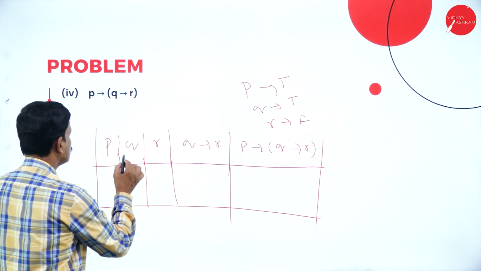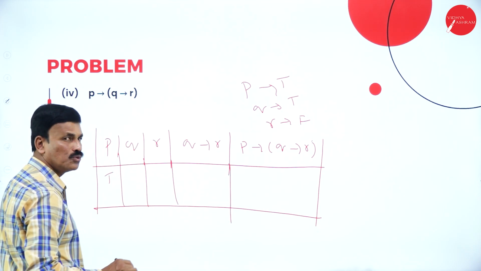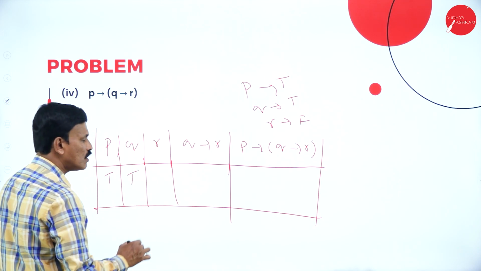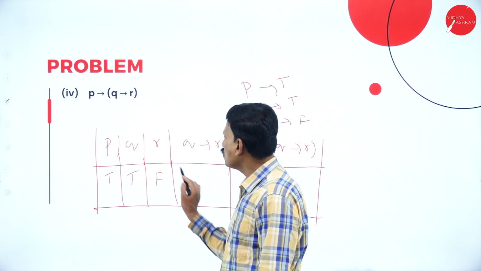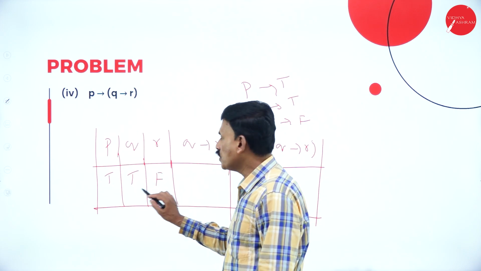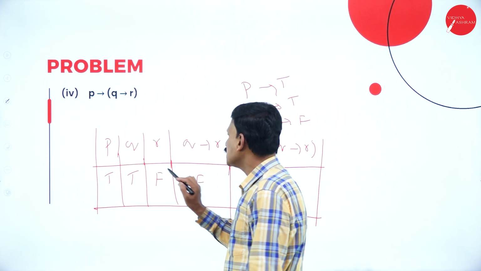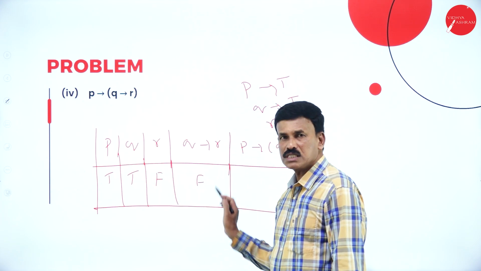Now what is P? The truth value of P is true. For Q the truth value is true. For R it is false. Now write Q conditional to R. Q conditional to R. So you know true and false is false in case of conditional. Q and R, true and false, is false.